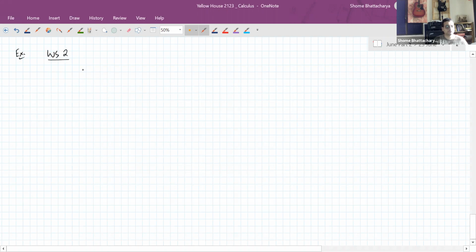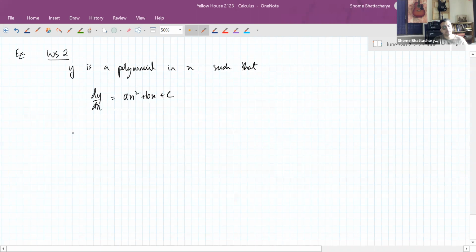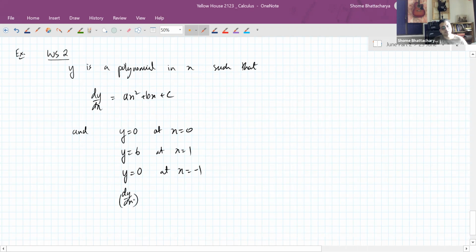I think it was question 4 or something, I don't remember, but it was like this, that y is a polynomial in x such that it was given to us that dy by dx was a quadratic function like this, and some sets of values were given. So this was one value given, then this was one more value given, this was one more value given, and finally one more piece of information given was that dy by dx, this rate of change, was equal to 2 at x equal to 0.